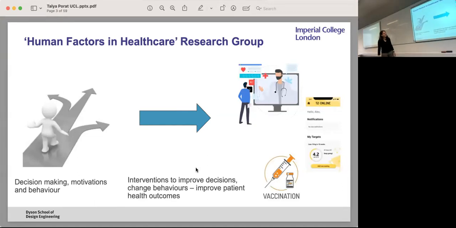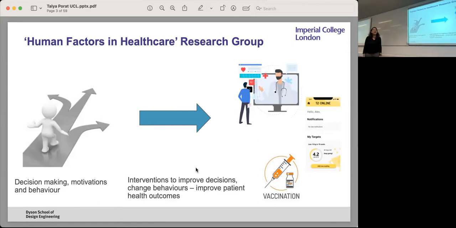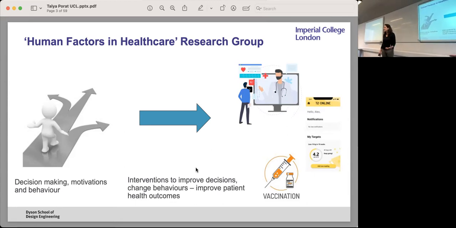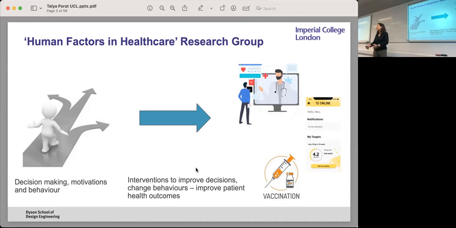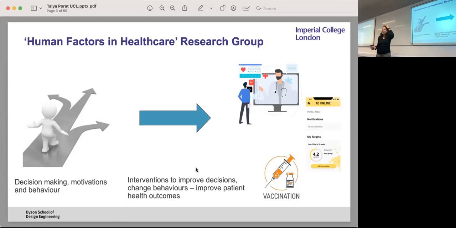Human factors in healthcare. We're trying to understand how people make decisions in a specific context. What are the motivations? What is their behavior? So that we can design interventions to improve those decisions, to enhance decision-making, inform decision-making, change behaviors, and, as I said, improve patient outcomes.